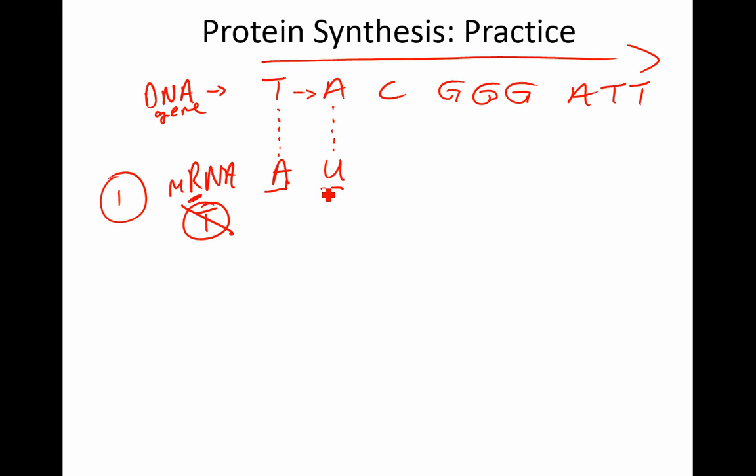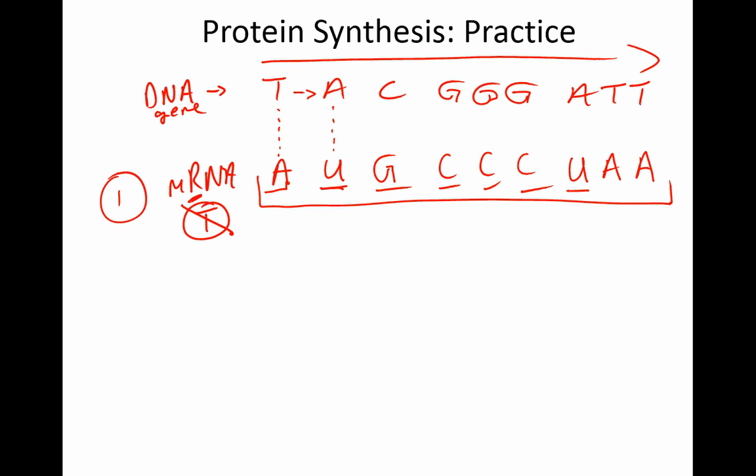Instead, it uses uracil. The C will give rise to a G there, the G to a C, the G to a C, and the G to a C, and the A to a U. Ha! The T to an A, and the final T to an A. Ladies and gentlemen, you have created your first mRNA. The next step, step 2, is translation. So this mRNA is now going to leave the nucleus, and it's going to go find a ribosome.